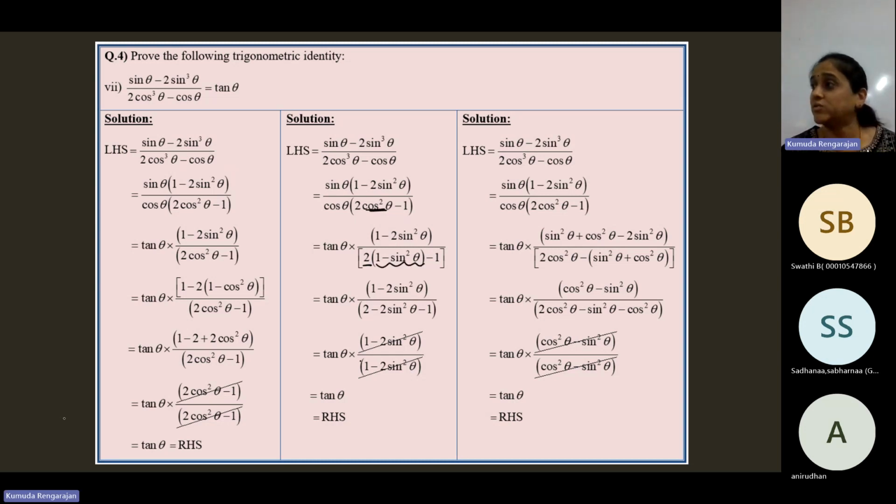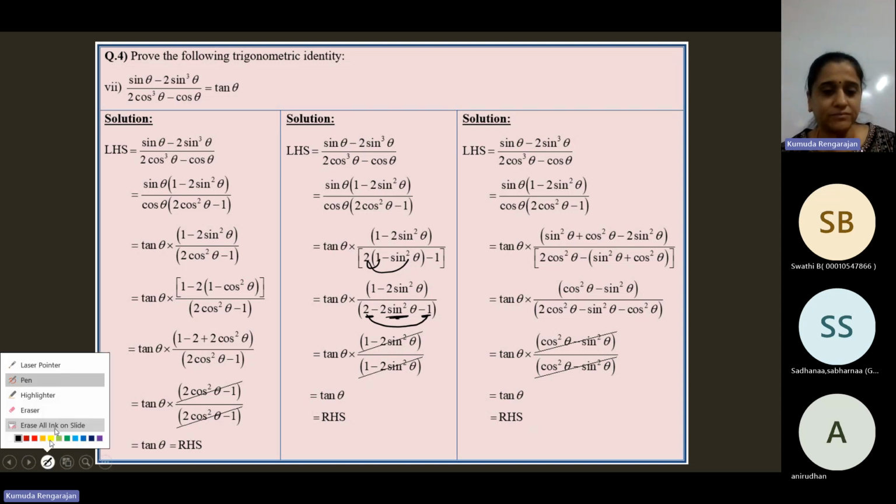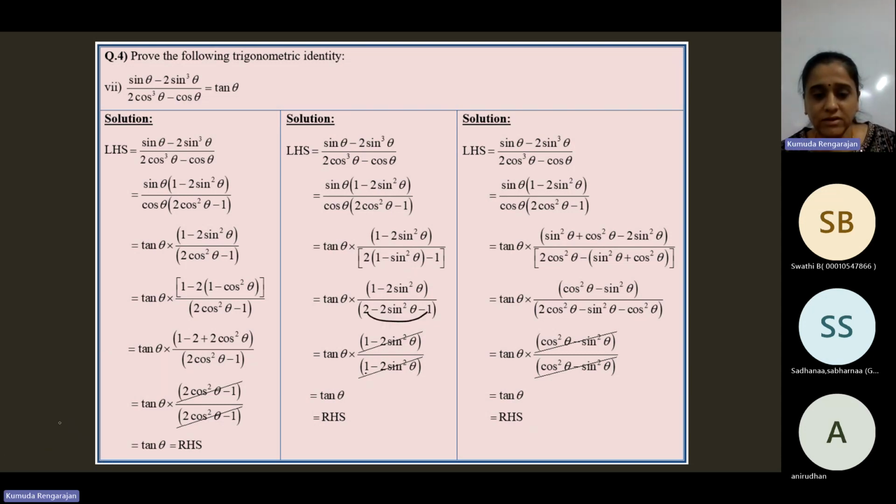What is cos square theta? 1 minus sine square theta in bracket. And then this minus 1, this minus 1. Now, open the bracket. 2 into 1, 2. 2 into minus sine square theta, minus 2 sine square theta, minus 1. Now this 2 minus 1, what is 2 minus 1? 1. Minus 2 sine square theta. So you have the same thing. They get cancelled. So tan theta, which is the RHS.